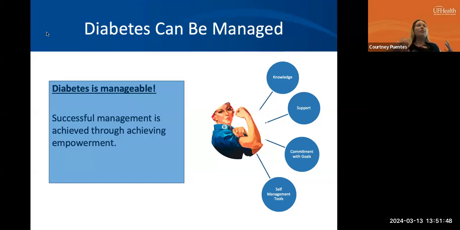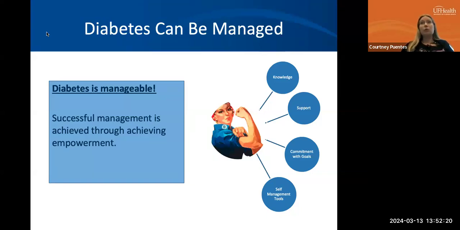So successful management, what I always tell people, comes through empowering. There's a knowledge part of it, because if you don't know the strategies or the opportunities or how the medications work, then you're going to get frustrated. So knowledge is the first part. Support is an important aspect of it because diabetes is lifelong. Anytime you're dealing with an illness that requires lifelong management or strategies, you're running a marathon. So you want to have support to keep pushing through that.